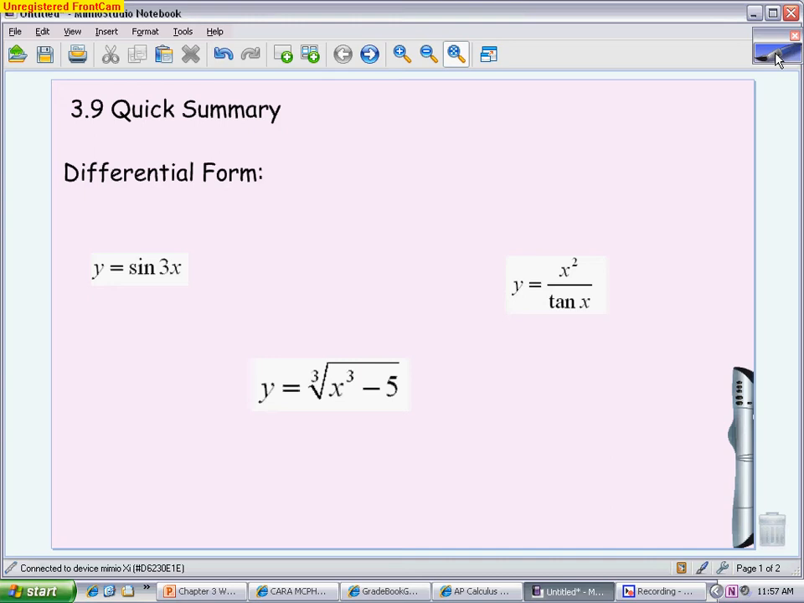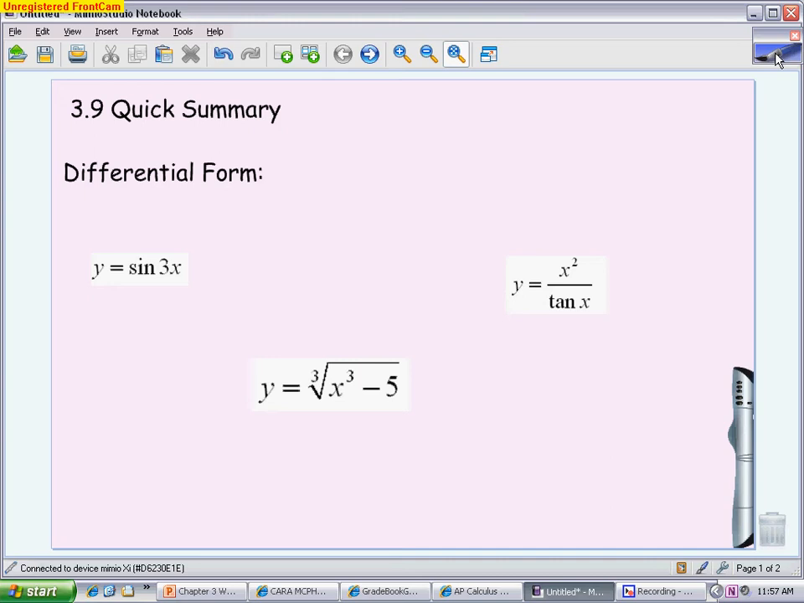is all about. 3.9 is called differential form, or just differentials, and what it's doing is looking at the derivatives that we already know how to find. You're not going to be learning any more derivative rules, but just writing your answer to the derivative, and actually finding the derivative, in a little bit different look, a little different form.